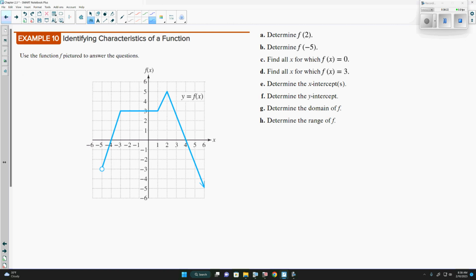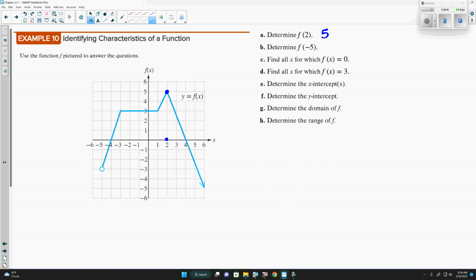And this is it. This is the last part of our chapter. Use the piecewise function f, or use the function f pictured to answer the question. Determine f of 2. Well, when x is 2, y is 5. So this is 5.